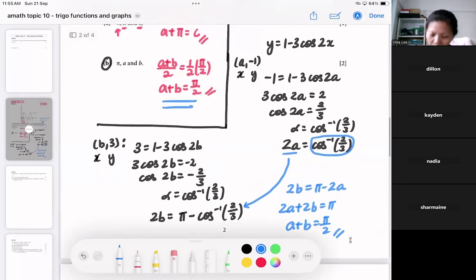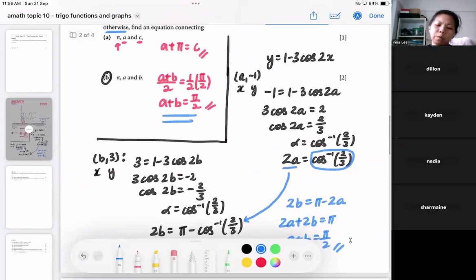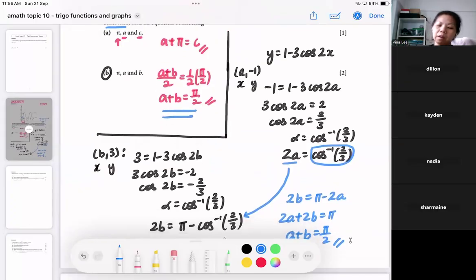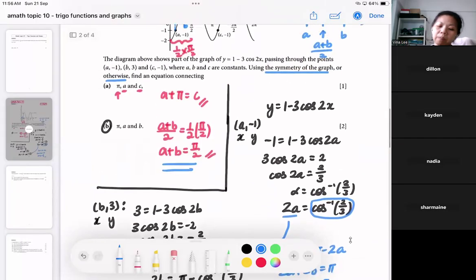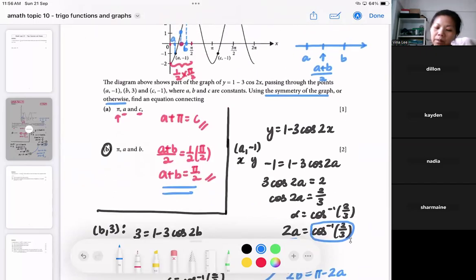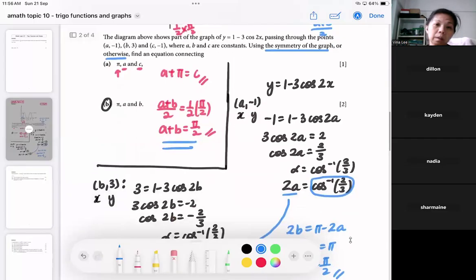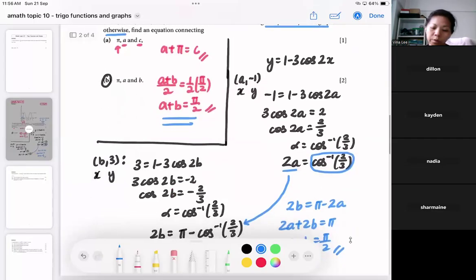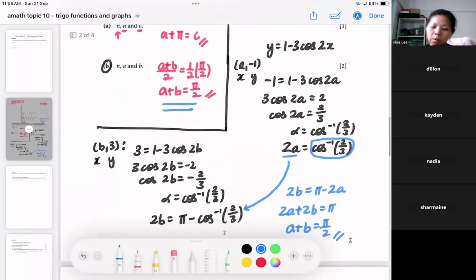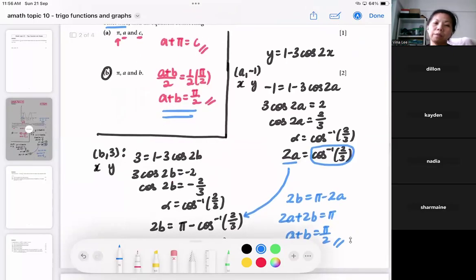I do not know which one relates to you. If you find this one a bit confusing, see what you can absorb first. I think the first one, the period pi thing, should be manageable. I'm just going through this so that if similar questions come out, you can use the symmetry idea or the coordinate idea.